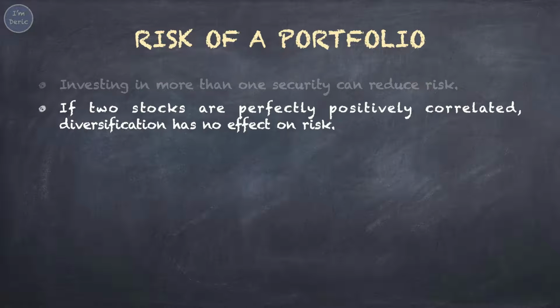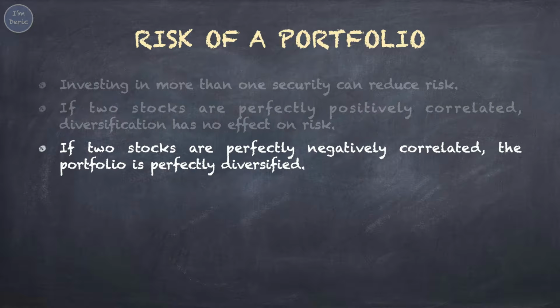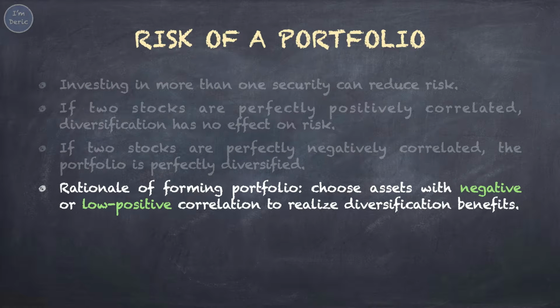But if two stocks are perfectly positively correlated, diversification has no effect on risk, which means the risk cannot be reduced. However, if two stocks are perfectly negatively correlated, the portfolio is perfectly diversified, which means the risk can be reduced drastically. But in reality, it is quite impossible to find two investments that are perfectly negatively correlated. So, the rationale of forming a portfolio is to choose assets with negative or low positive correlation to realize diversification benefits.